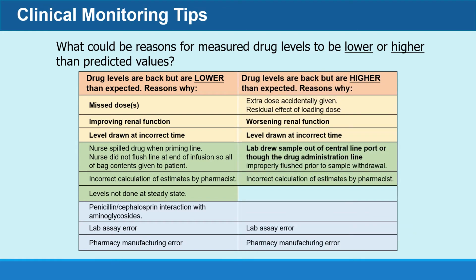When drug levels are back but are higher than expected, the three main reasons why would be worsening renal function, the level was drawn at an incorrect time, or the lab drew a sample out of a central line port or through the drug administration line that was improperly flushed prior to the sample withdrawal.